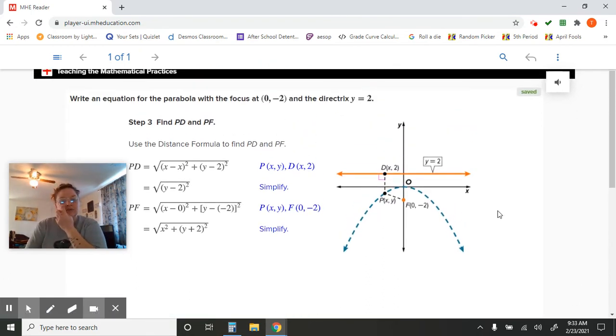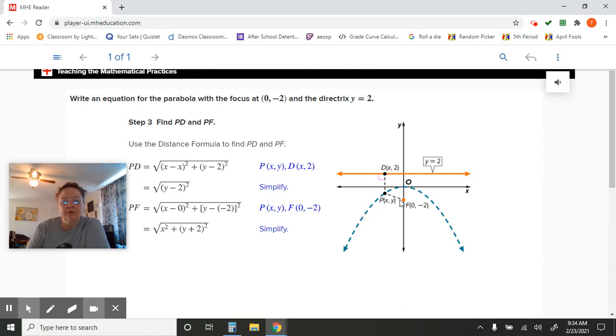Then using the distance formula, we're going to find PD and PF, right? So we're going to find this distance here and this distance here. We're going to put in our unknowns, our x's, and we're going to put in our y points. We don't know the first one, but we know the second one is 2. We're going to simplify that down, and we get that our distance is the square root of the quantity y minus 2 squared. Again, we don't know what y is yet.